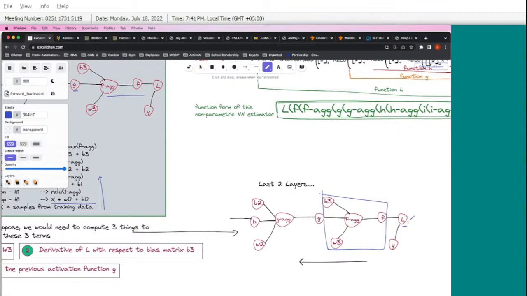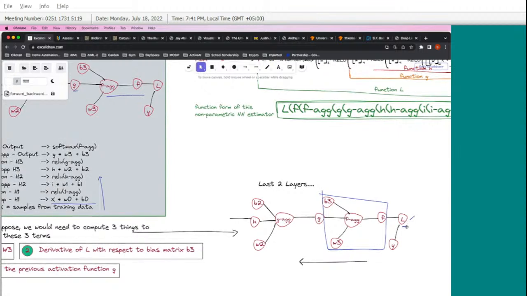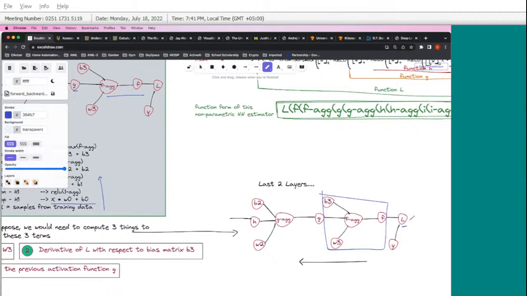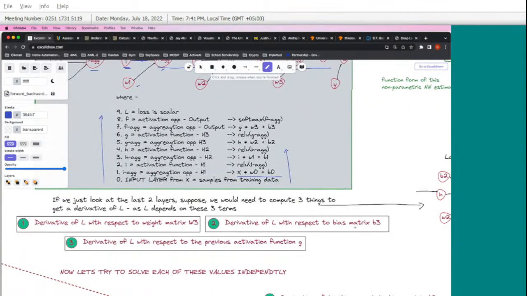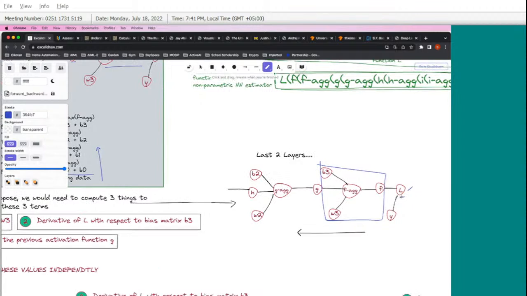So from L, you have to change your B3 and W3. So how will you change it? If we just look at the last two layers, it becomes very simple. All you have to do is find the derivative of three things. You have to find the derivative of L for B3, L for W3, and L for G. That is exactly what I have separated out.